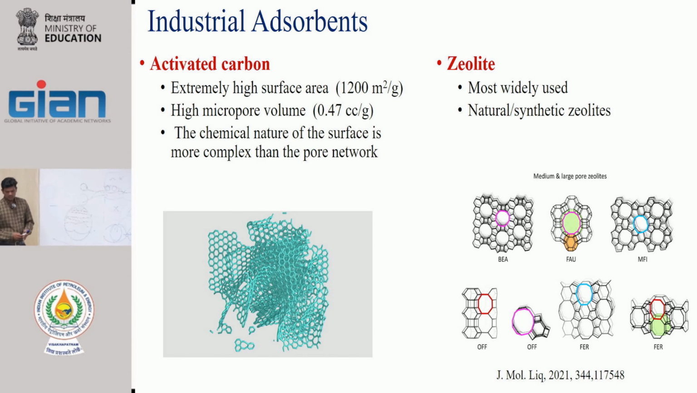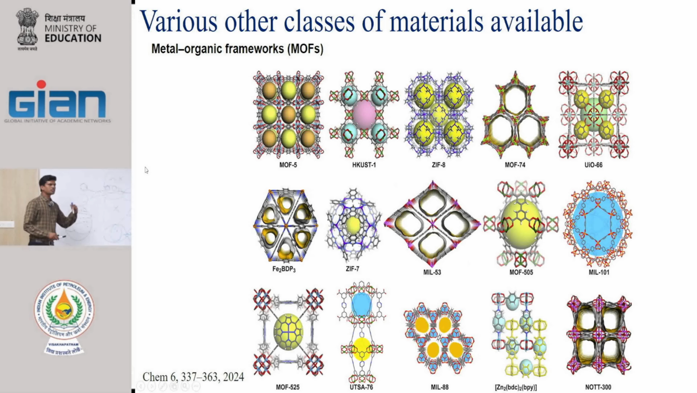The new generation of materials which people are trying to explore are not yet industrially explored. They are still at the academic exploration stage. One is the metal organic framework. This is also like zeolites, but it has a metal node connected by an organic linker. Depending on how many linker molecules and how many metal molecules we have, it can form different structures, as you can see here, right?